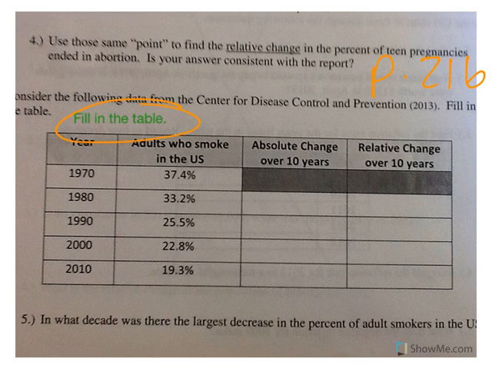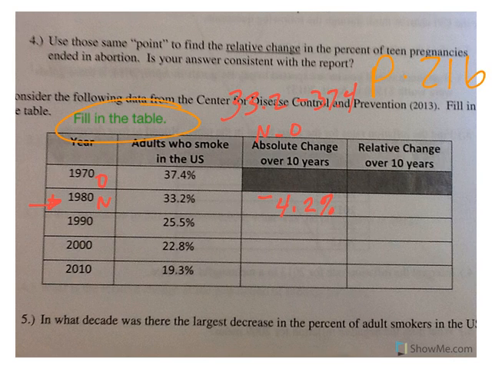So we are looking at 1980, and we want to talk about the absolute change. Well, remember, absolute is new minus old. So 1980 would be considered new, and 1970 would be considered old. So I would take 33.2 and subtract 37.4. So my absolute change is negative 4.2.